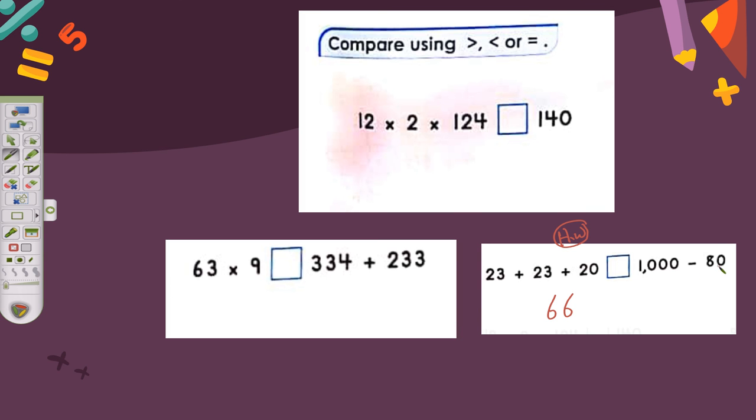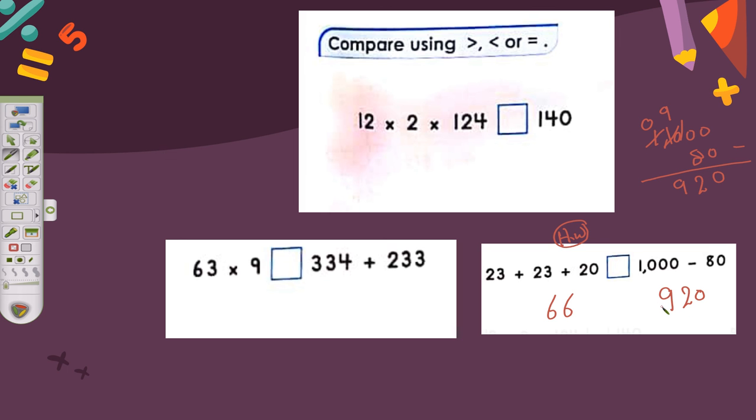1000 minus 80. What is 1000 minus 80? 0 minus 0 equals 0. 0 minus 8, we can't do it. You go to the ones to be 0, this one will be 10. This 10 will be 9, and this 0 will be 10. 10 minus 8 equals 2. 9 minus nothing equals 9. So the answer is 920.